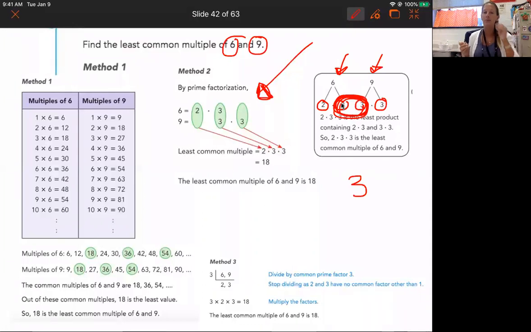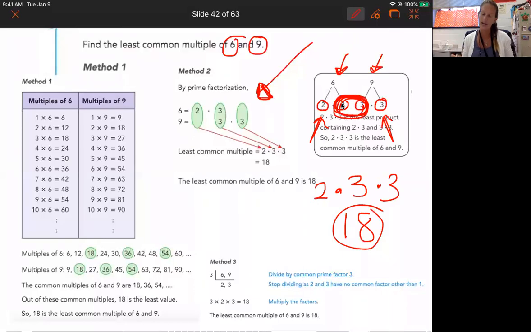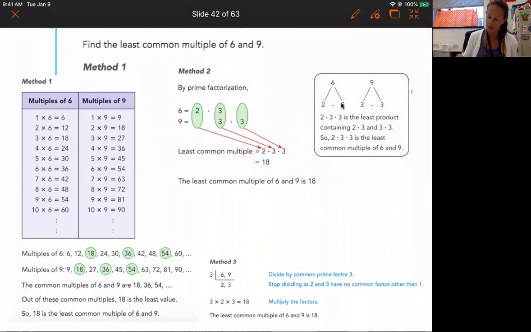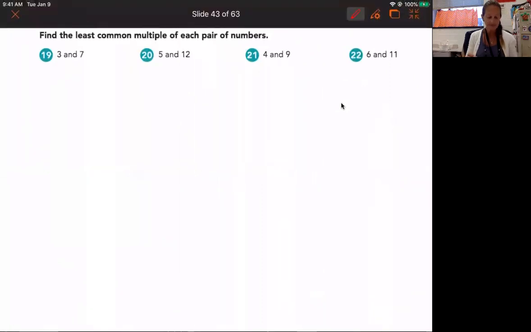With least common multiple, I then multiply that, my greatest common factor, by what else is left. So the 2 was left over, and the 3 was left over. So 2 times 3 is 6, 6 times 3 is 18, so my least common multiple would be 18. And let's try a few on the next page just to get the hang of it.